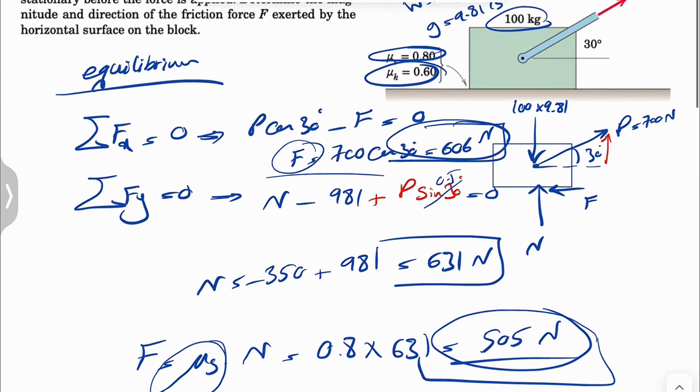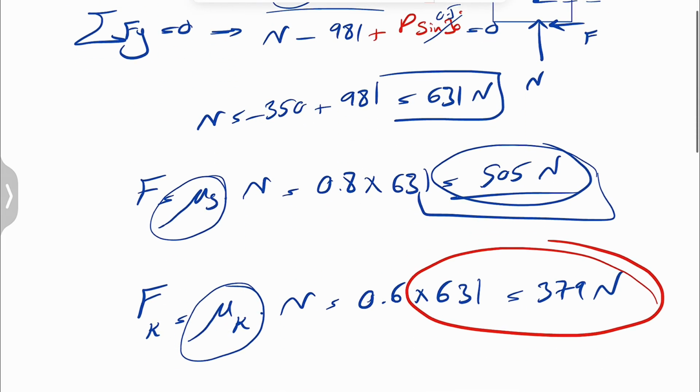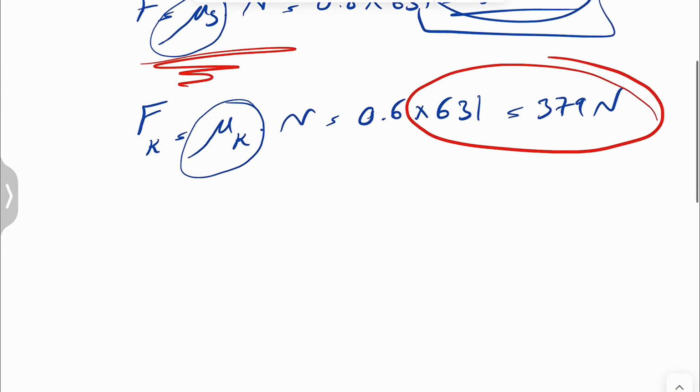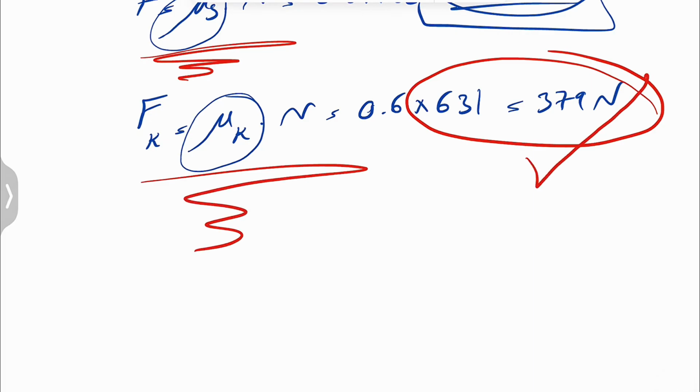So based on the equilibrium that we found, 606 was the friction, but that friction is way more than the maximum static friction, and if we pass that force, we won't be in equilibrium. So our assumption for equilibrium was not valid, and we're going to go with the kinetic friction, and this is going to be the final answer for this question.